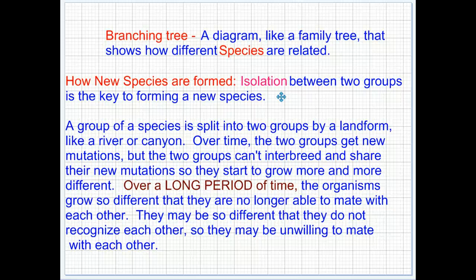Next, here very soon, we'll look at the fossil record, which is very interesting. And this is the end of section 2.